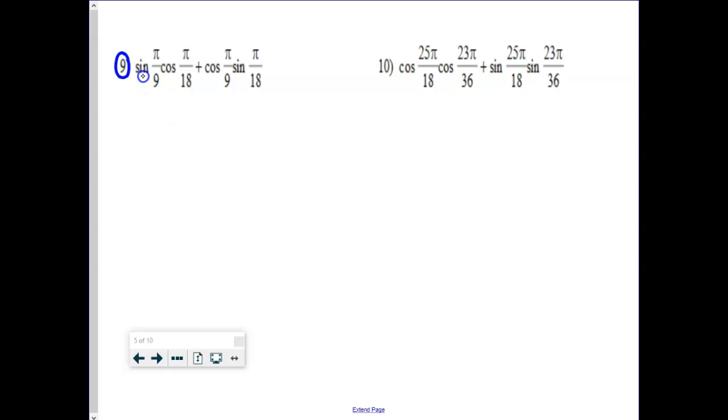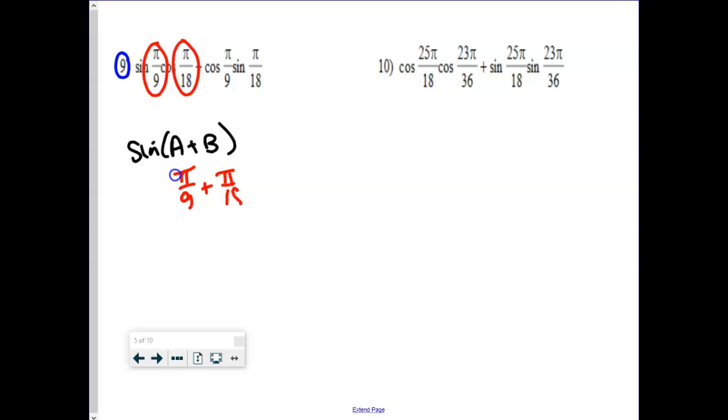But I notice the pattern, number 9, says sine, cosine, cosine, sine. That's the chant for the sine of a plus b. So a and b, because you're adding, it doesn't really matter who you call who. You got to add pi over 9 plus pi over 18. All right, 5th grade, kick in with me. Common denominators. This is really a 2 pi over 18 plus pi over 18. So that would be 3 pi over 18.